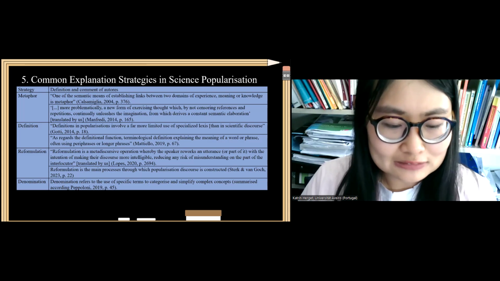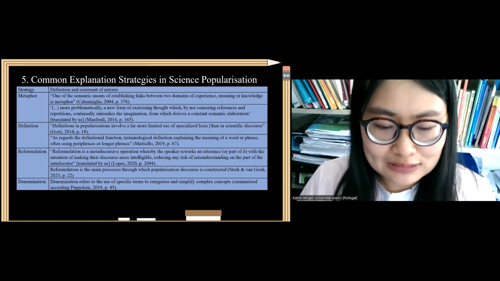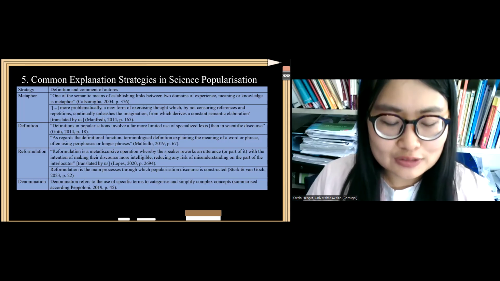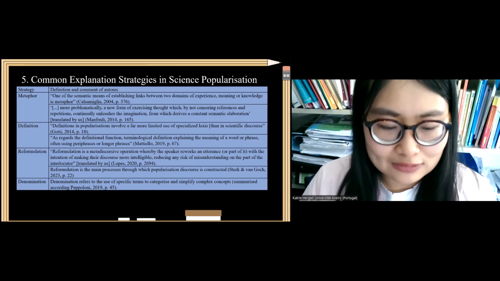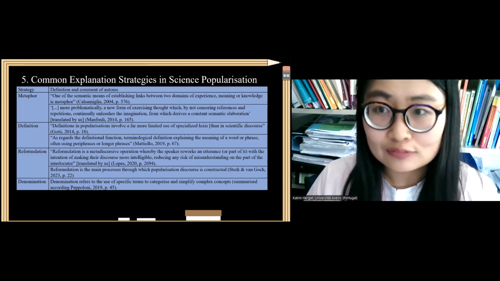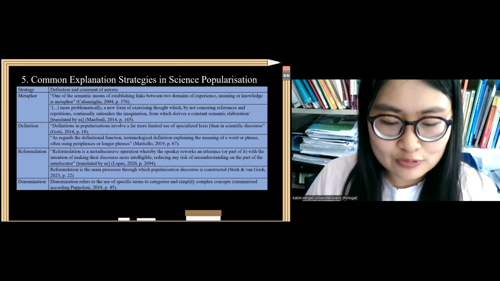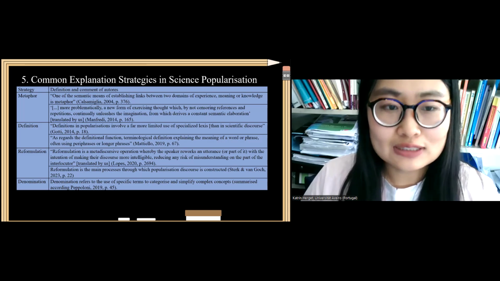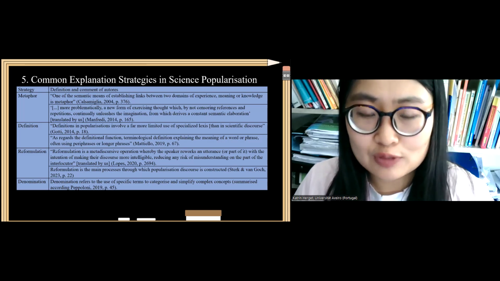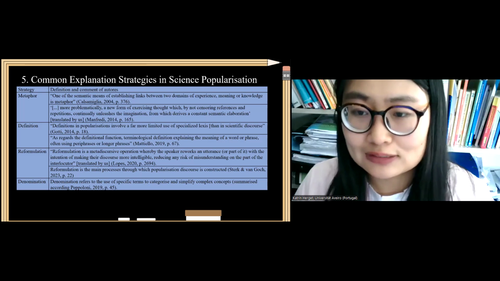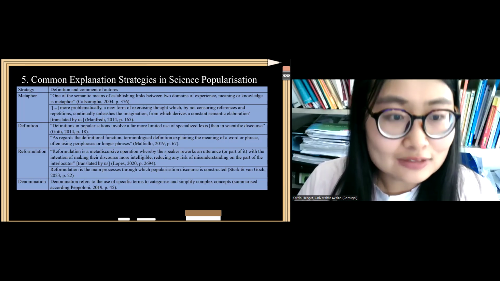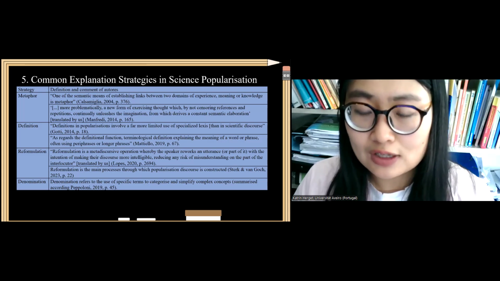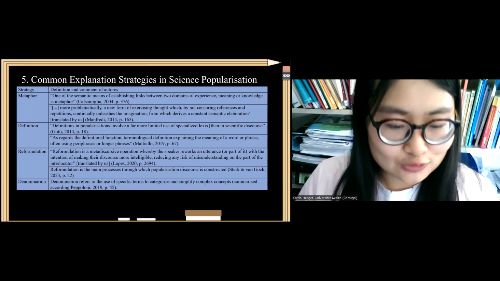And reformulation is one of the strategies for dismissing sense, which is considered a form of simplification. Reformulation aims to repair formulation problems and guarantee intercomprehension, with a focus on cases of self-reformulation. According to the author Lopez, reformulation is a meta-descriptive operation whereby the speaker revokes an utterance or part of it with the intention of making their discourse more intelligible, reducing any risk of misunderstanding on the part of the interlocutor.